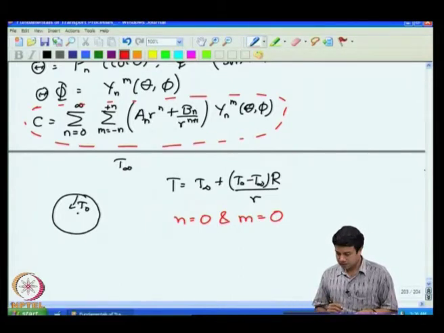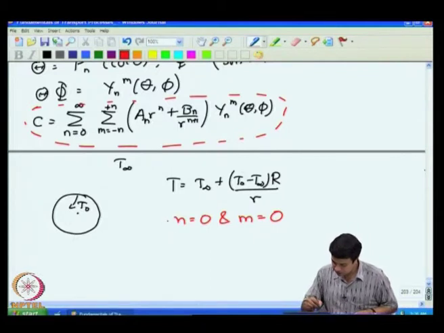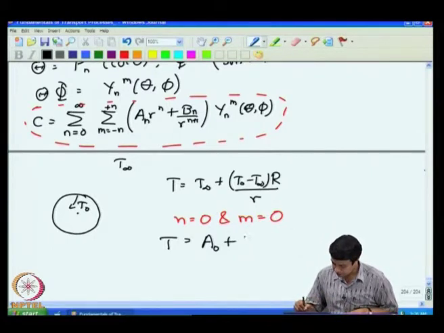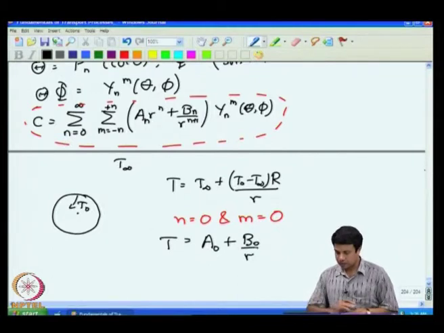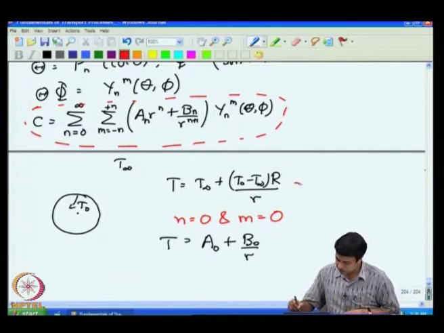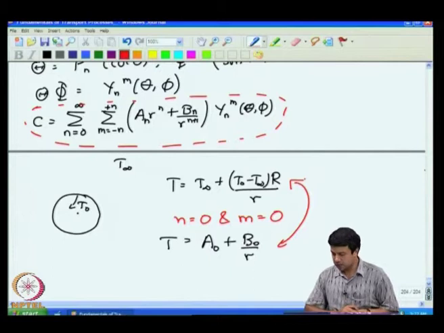For n equal to 0 and m equal to 0, the solution is of the form T equals A0 plus B0 by r, because P0 of cos theta is equal to 1 and cos and sin of m phi are 1 and 0 respectively. So, it just reduces to this particular form. And you can see that these two solutions are identical, with A0 equal to T infinity and B0 equal to (T naught minus T infinity) times capital R.